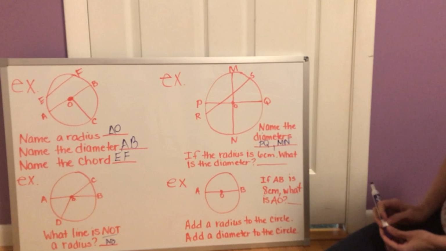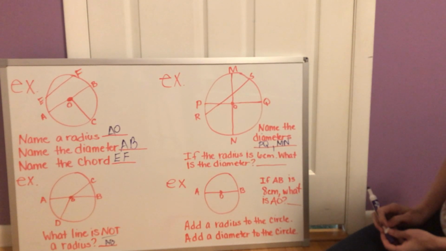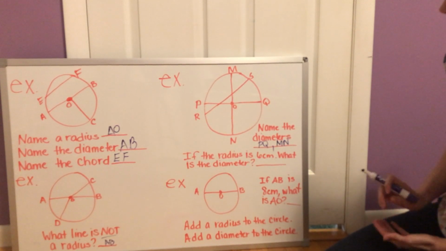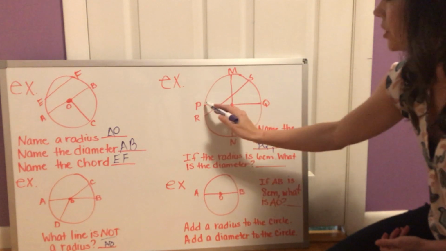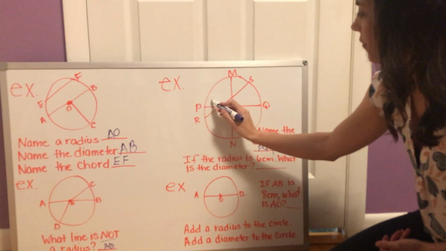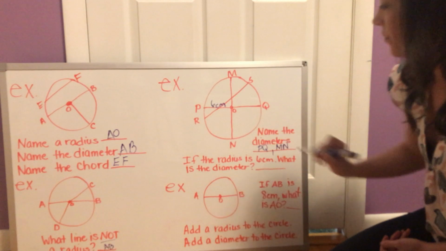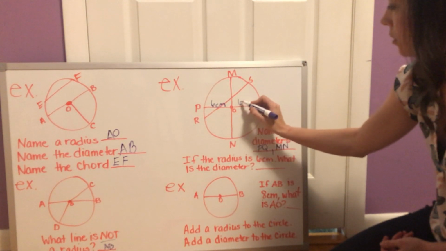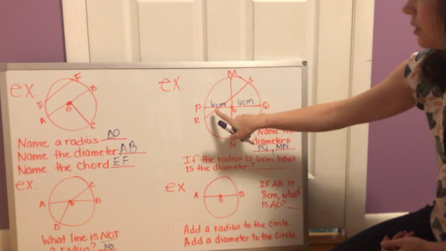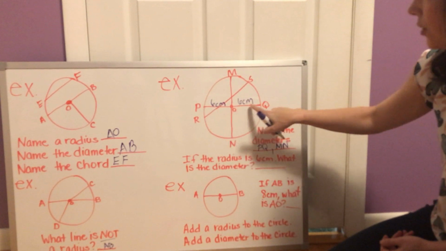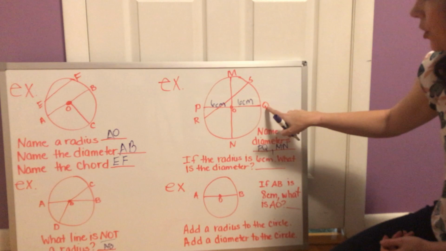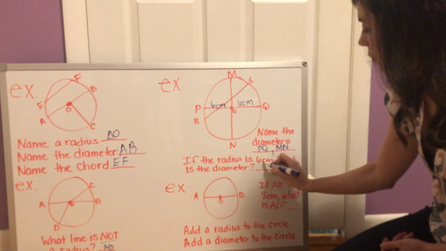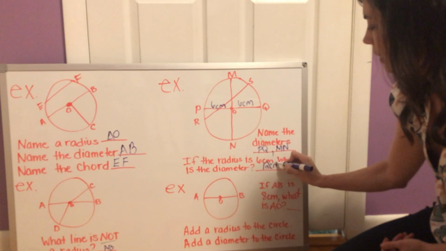The next question is, if the radius is 6 centimeters, what is the diameter? Well, let's look at a radius on here. Let's look at PO. If this is 6 centimeters and another radius is QO, to find the diameter, you would do it all the way across. So you would just add these two together. 6 plus 6 would be 12. So it'd be 12 centimeters.